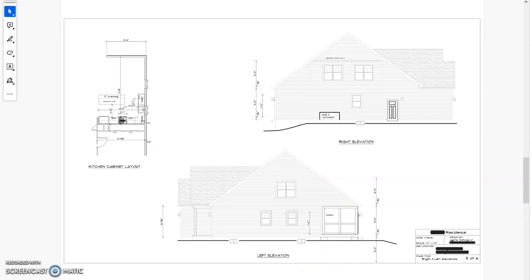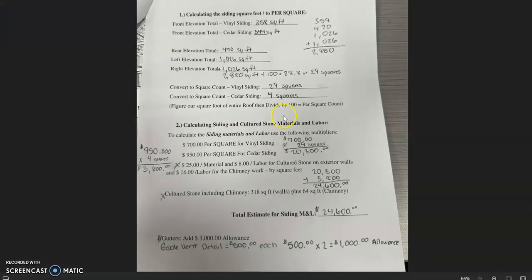And so back into the siding, once you add these all up, again, the left and the right, they're both the same at 1,026 square feet. We end up with 2,880 square feet. Same as the roofing, we divide by 100 and we get 28.8, round up, and we have 29 squares of the vinyl siding. Don't forget that 344, that needs to go down into your cedar siding because it's a different cost. And so obviously the 344 divided by 100, we're going to round that up to 4 squares.